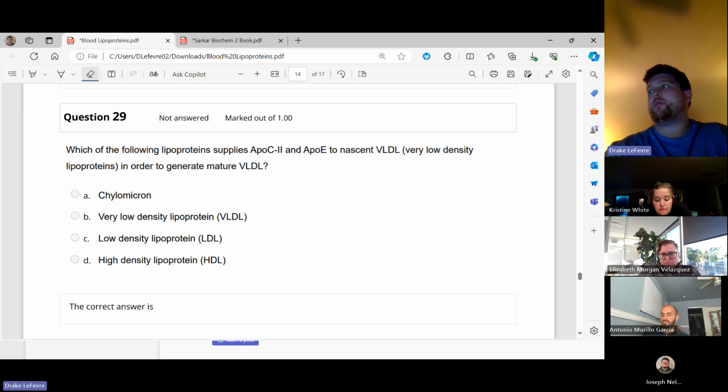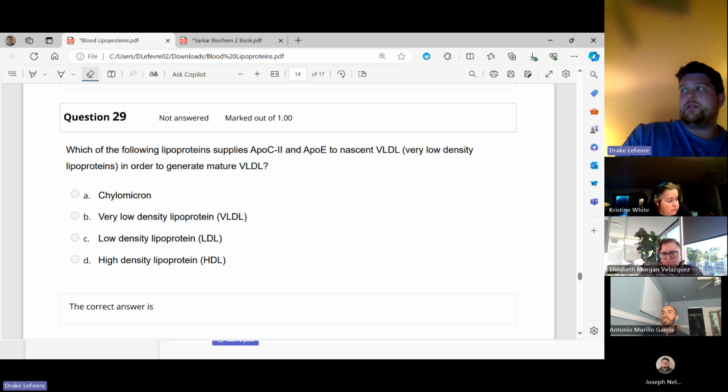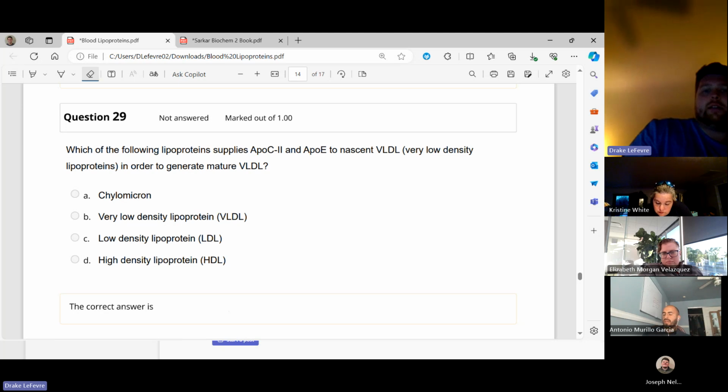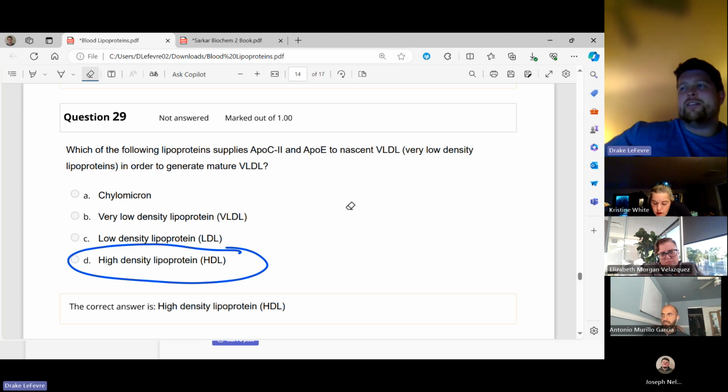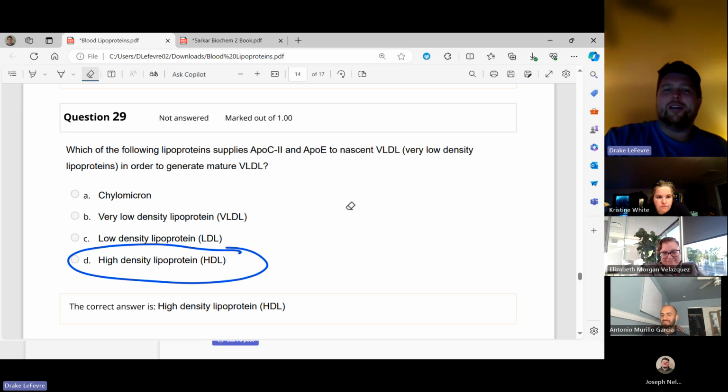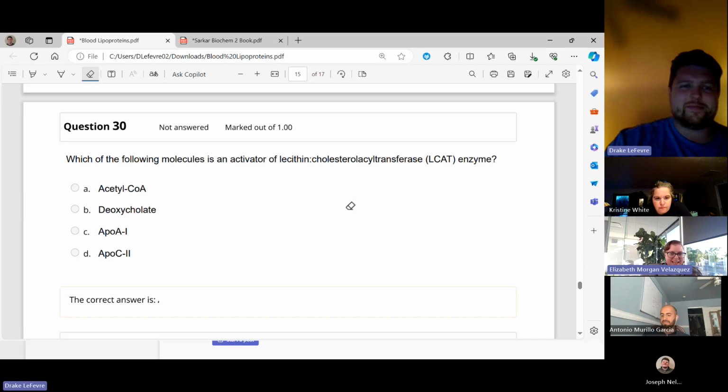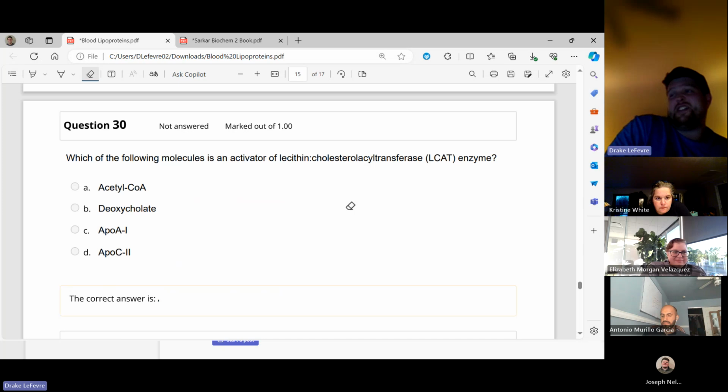Which of the following lipoproteins supplies the ApoC2 and ApoE to the newly born VLDLs in order to become mature VLDLs? We think ApoC2 and ApoE. Where are those found? HDL? Yeah, in our HDLs. I feel like overall, most of these questions follow our trend of figuring out how to best guess. If you're going to guess, guess HDL. It seems like that's the main one he likes to ask questions about. That and chylomicrons. Yep, HDL and chylomicron. So that gives you a 50-50 shot if those two answers are there.